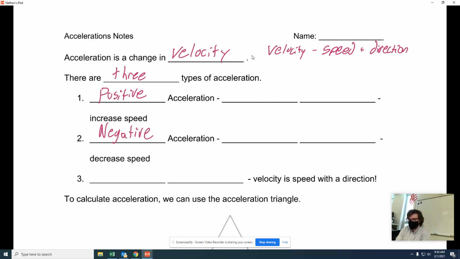If we have a positive acceleration, that means that our object is speeding up, which means that we see an increase in speed. Negative acceleration, on the other hand, means that our object is slowing down, so we see a decrease in speed. The last type of acceleration that we can have is if an object is changing direction.